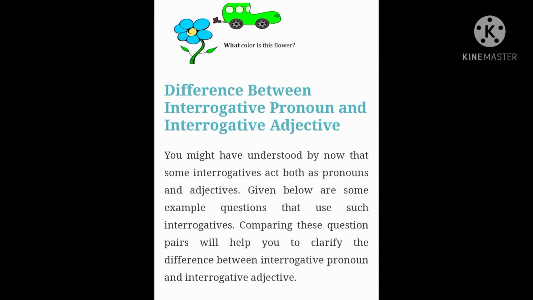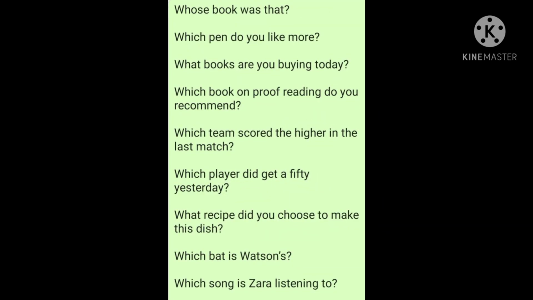So students, you might have understood by now that some interrogatives act both as pronouns and adjectives. Given below are some example questions that use such interrogatives. Comparing these question pairs will help you to clarify the difference between interrogative pronoun and interrogative adjective. In these sentences, watch the position of the WH words, whose, which, what. You will get to know that every WH word is placed before a noun and hence becomes an adjective.